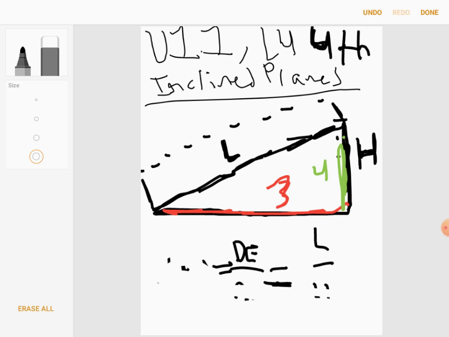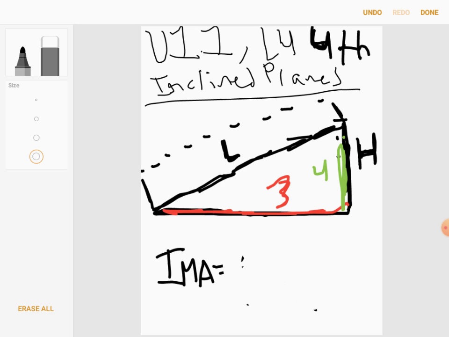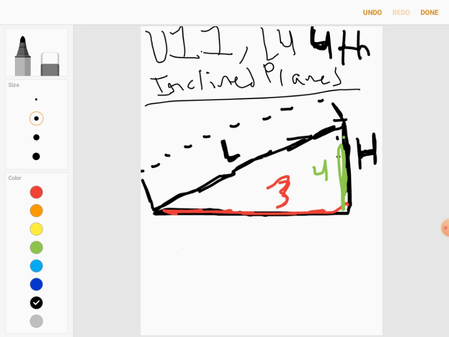To find a missing side on the triangle, you can use the Pythagorean theorem. And if you never took geometry, you are like, hey, what in the world is that? Well, that is a formula: a squared plus b squared is c squared.